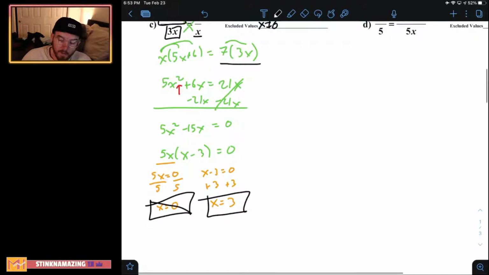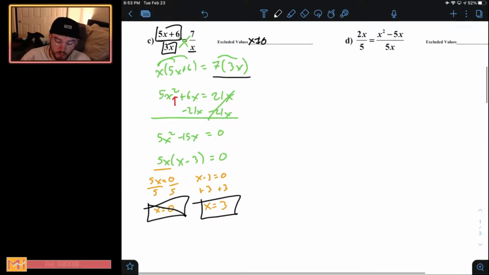So there we finally saw the importance of stating the excluded values, because if you don't recognize what's excluded, you might accidentally include an incorrect answer.